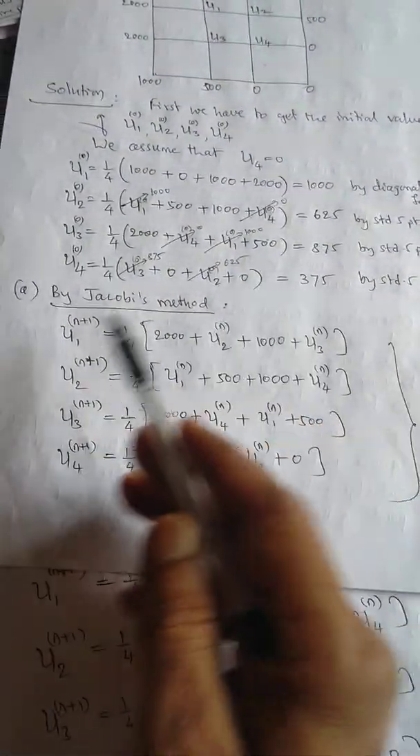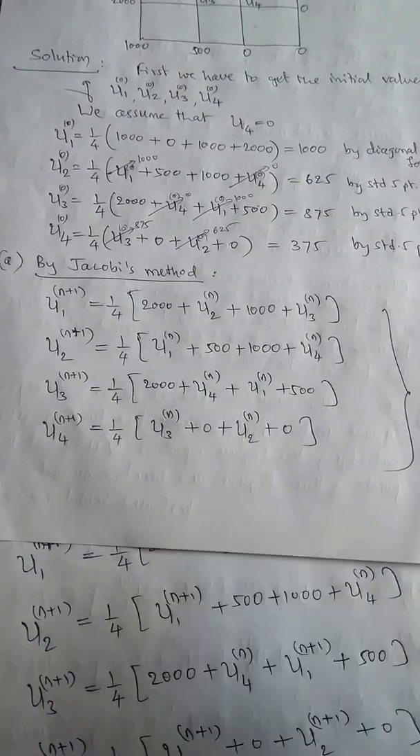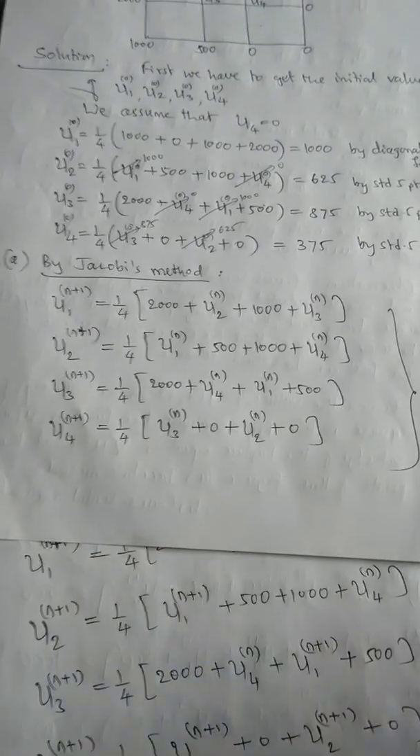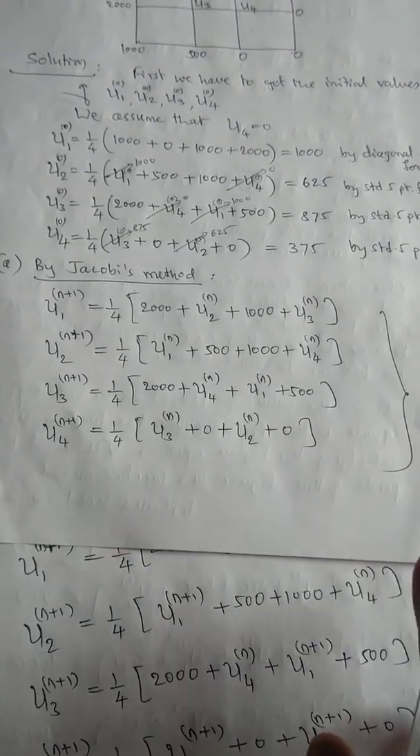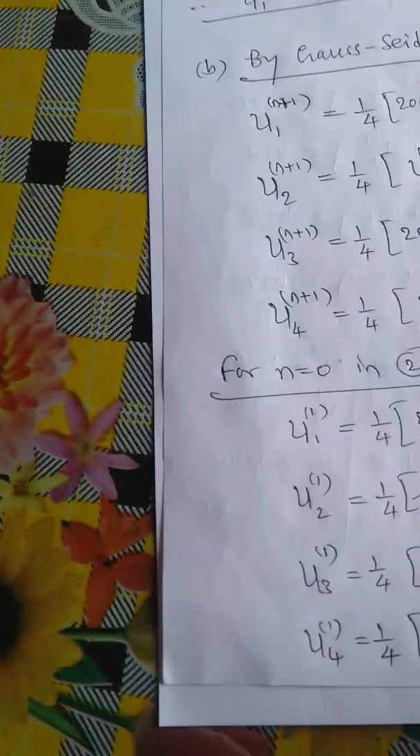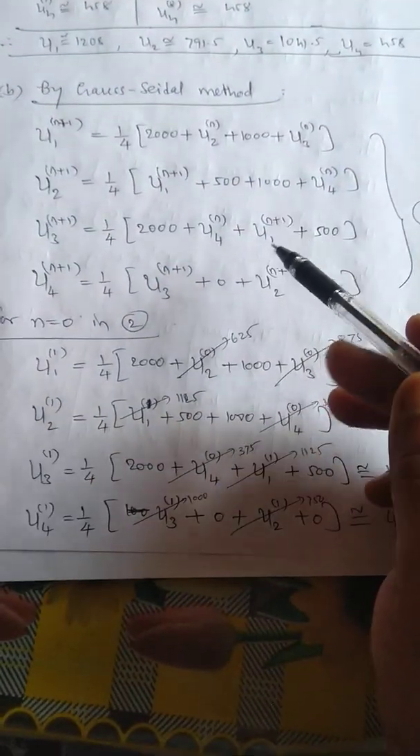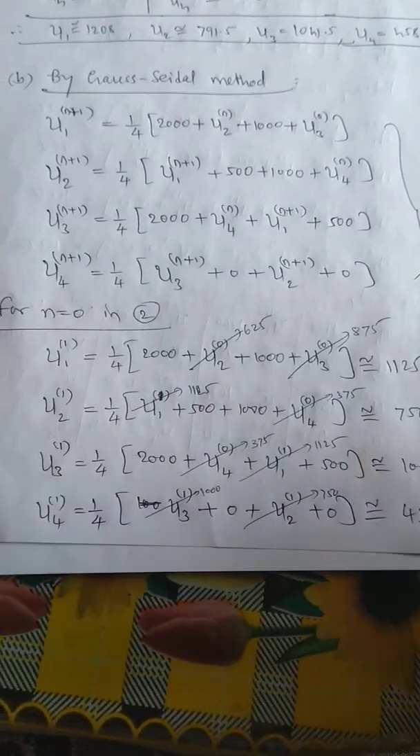In this also you follow the same procedure. You go on putting n values, n equal to 0, 1, 2, 3, 4, 5, 6, 7 and so on, till you do not find any difference between two approximations. Okay, so with that we have, for n equal to 0, the Gauss-Seidel method, the Gauss-Seidel system of equations. In this you go on putting n equal to 0, 1, 2, 3 and so on.